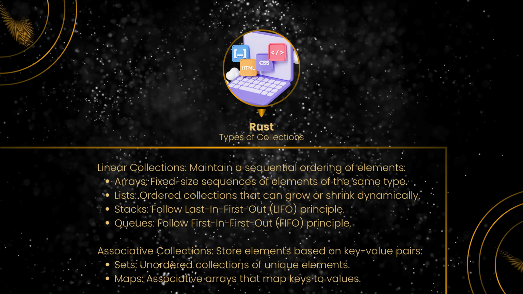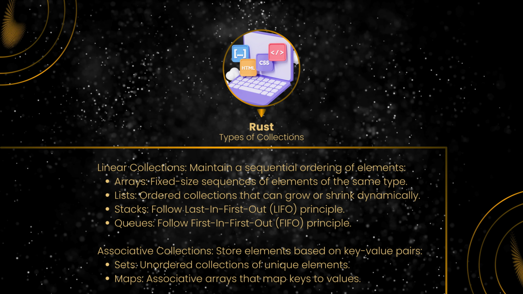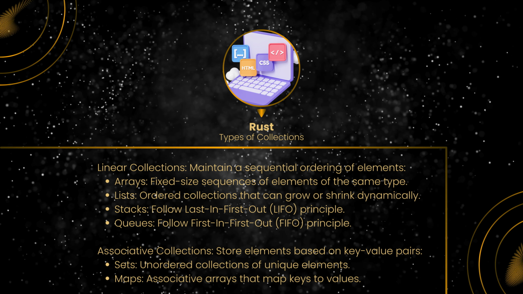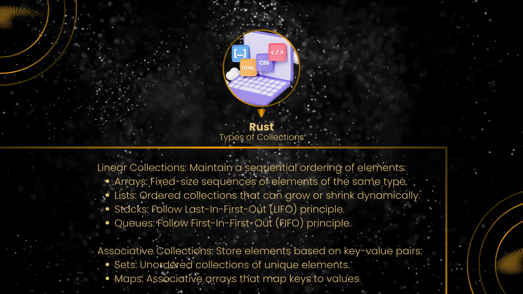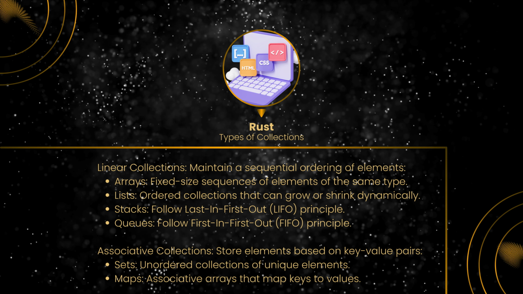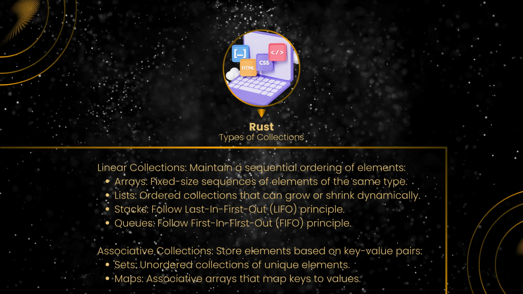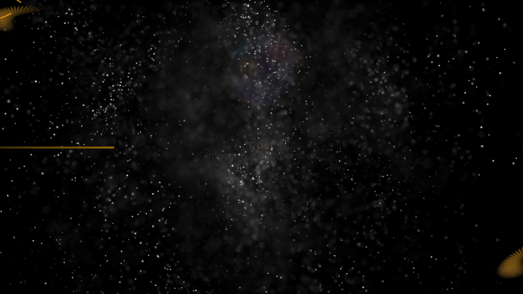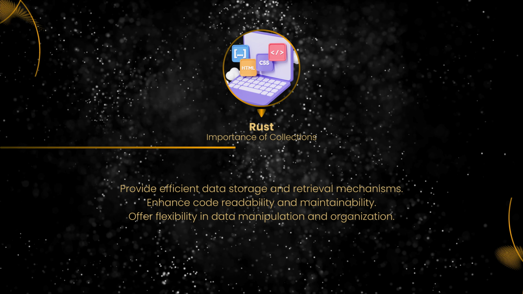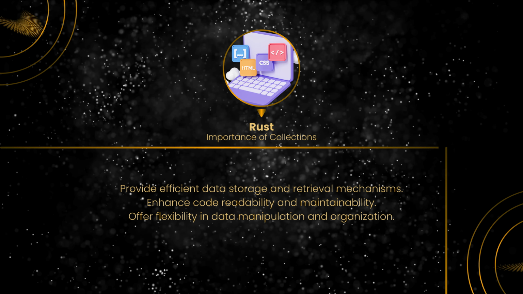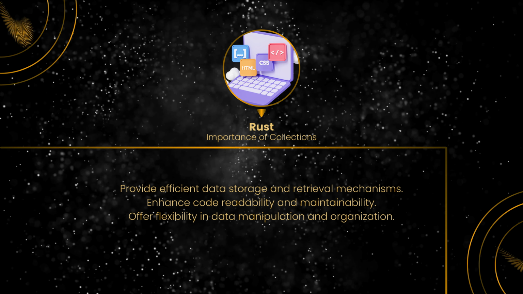There are also associative collections, which store elements based on key value pairs. You have sets, which are unordered collections of unique elements, and maps, which are associative arrays that map keys to value. Collections, not just in Rust, but in programming, are extremely important because they provide efficient data storage and retrieval mechanisms, enhance code readability and maintainability, and also offer flexibility in data manipulation and organization.